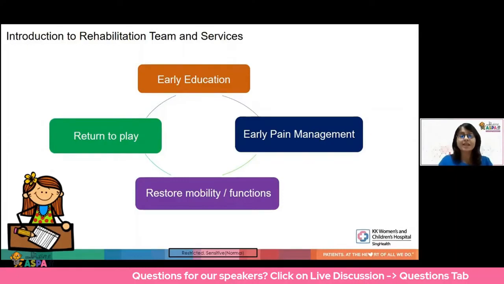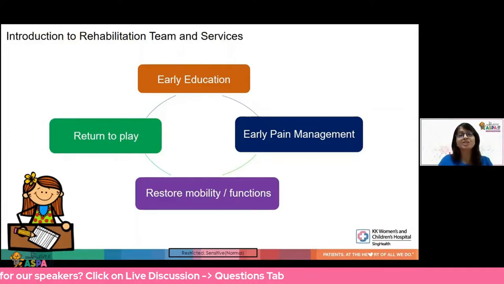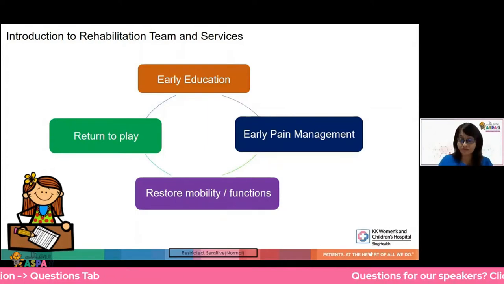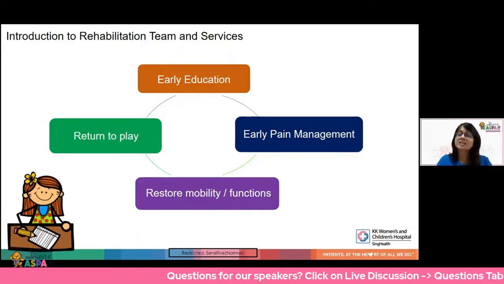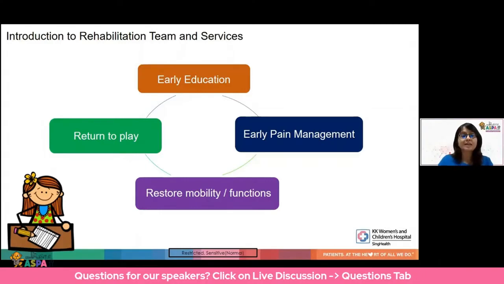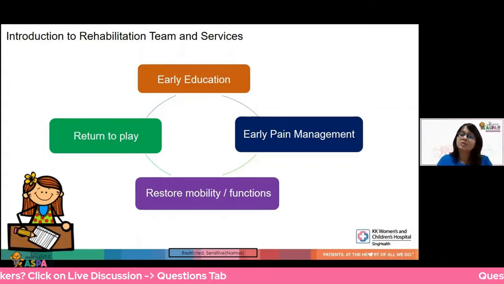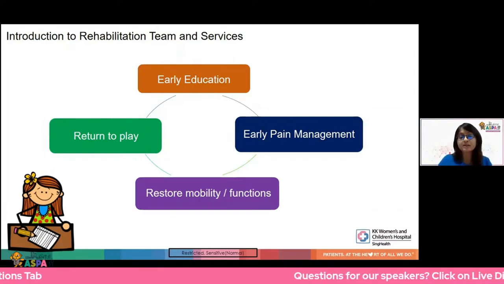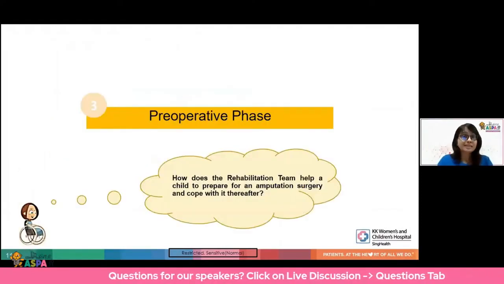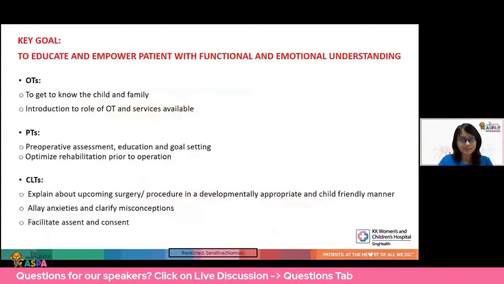even earlier. The common rehabilitation goals after a major lower extremity amputation can be divided into the following phases: pre-operative, acute postoperative, and the transition planning phase. For the purpose of the intervention, we do look at the following 4 areas: early education, early pain management, restore mobility and functions, and to return to play. Let's now start off with the pre-operative phase.